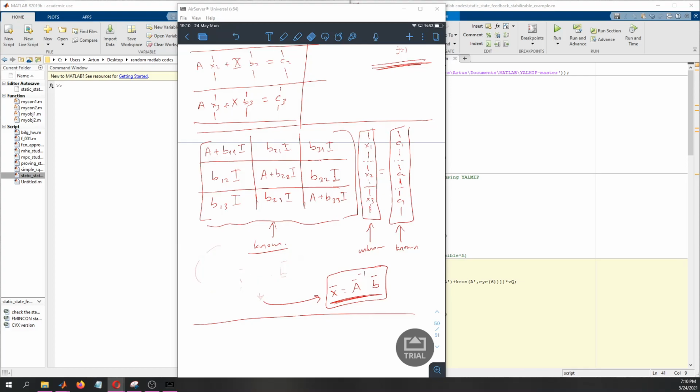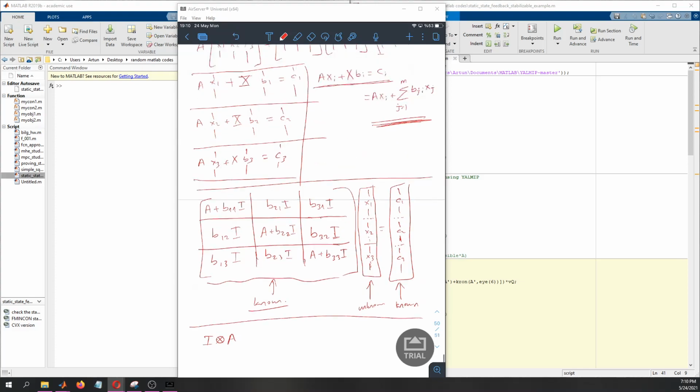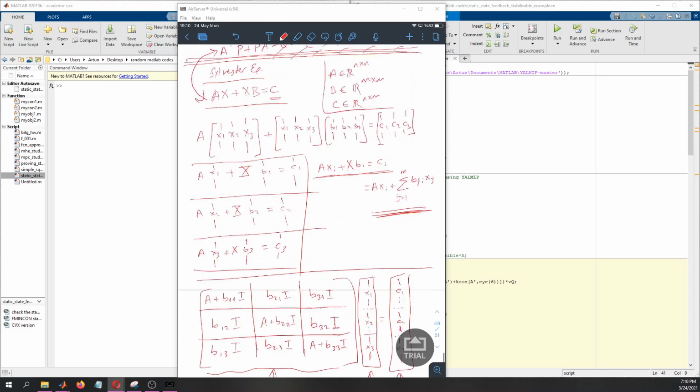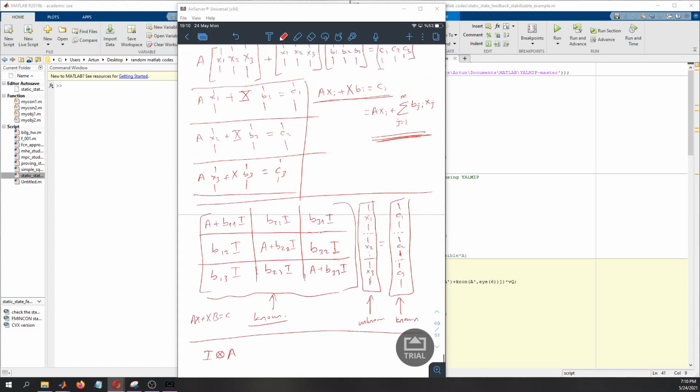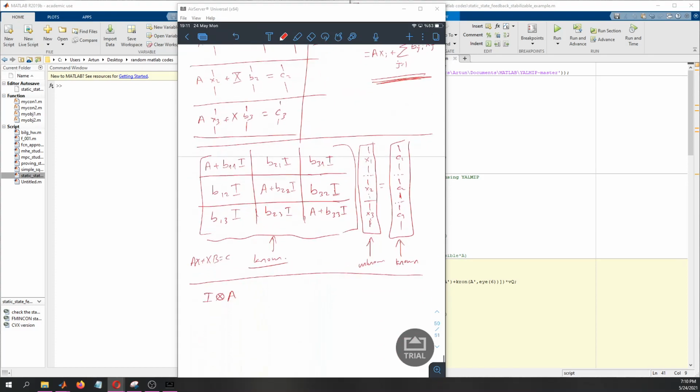Just let me write it down. The last equation in a common notation, let me check my notes. Identity Kronecker product A here again: AX plus XB equals C. We are focusing on the Sylvester equation at this point. Okay, and the Kronecker product plus B transpose Kronecker product identity, times vec X.